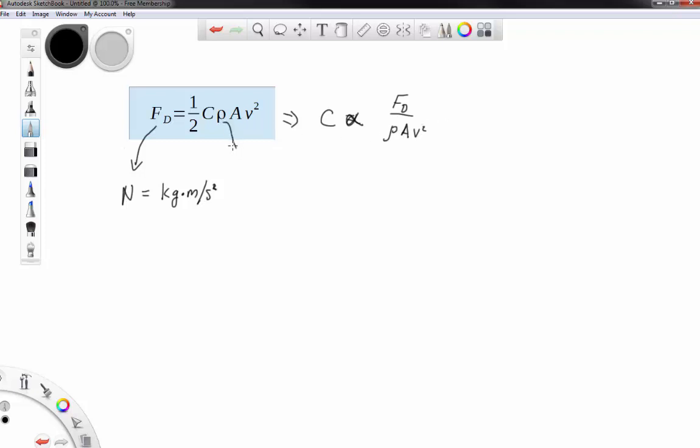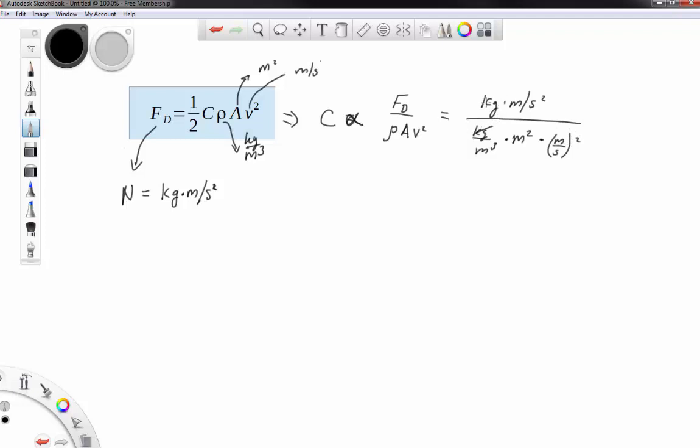So rho has units of density, so that's kilograms per meter cubed. A is an area, so that means that it's in meters squared, and then V is in meters per second. So this right here is basically saying kilograms times meters per second squared divided by kilograms per meter cubed times meters squared times meters squared per second squared.